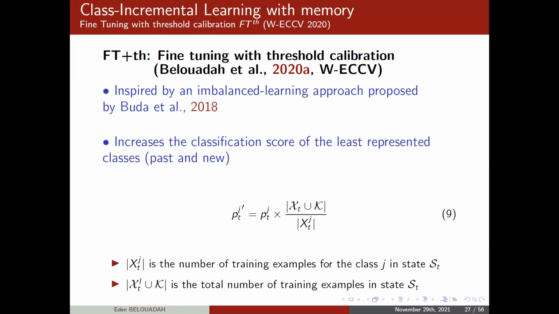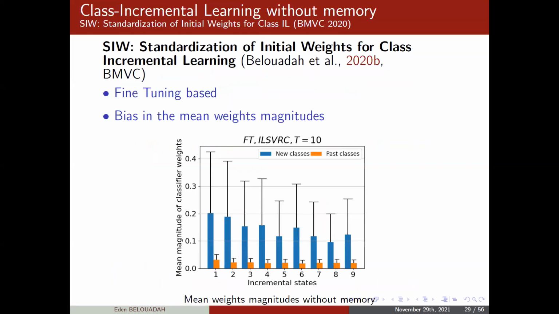Now, this method also does not work at all without memory of the past, because here we need to estimate, we need to compute the number of images for past classes in the current state. So without memory, we can't apply this formula. So this is mainly for the methods that use memory of the past.